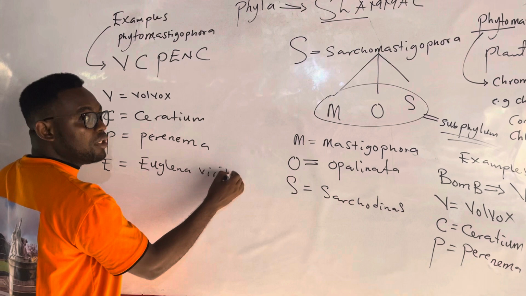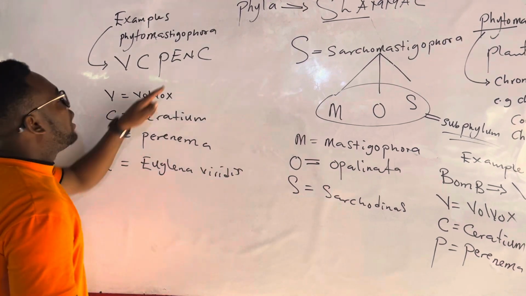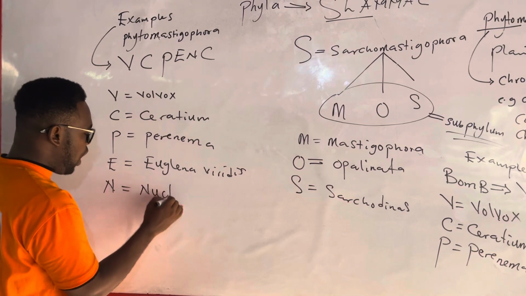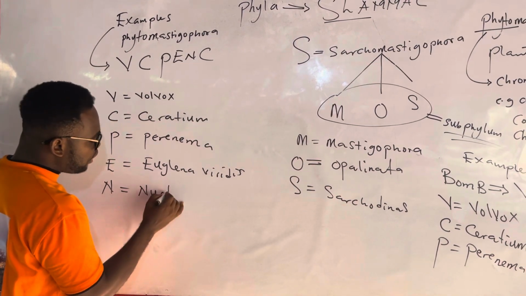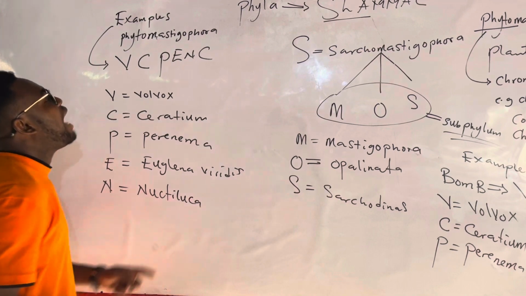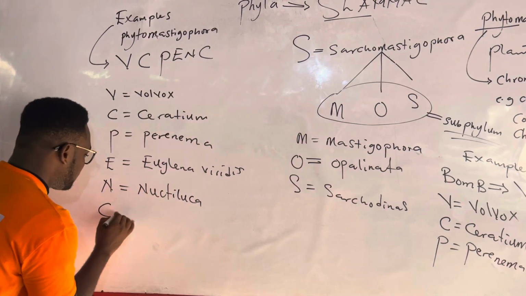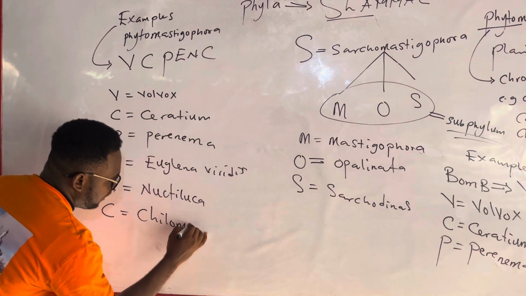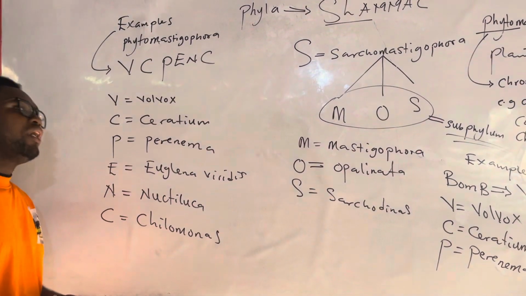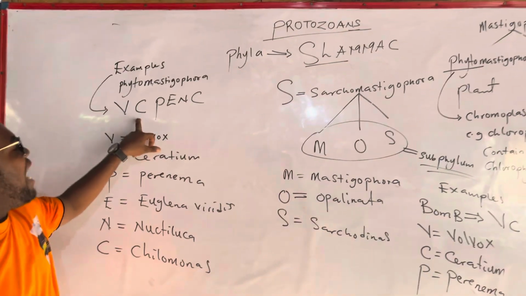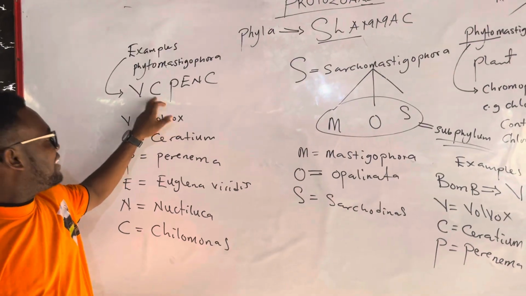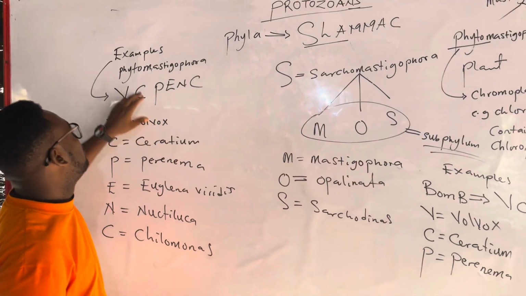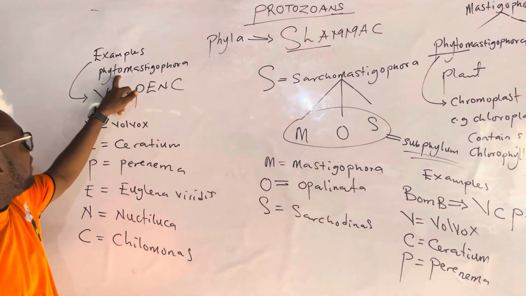Euglena viridis. Why the N there? The N stands for Noctiluca. And then the other C stands for what? Chilomonas. So this, my BOM, helps you. That's an acronym. I call it BOM. That will help you to remember everything, all the examples you have under Phytomastigophora.